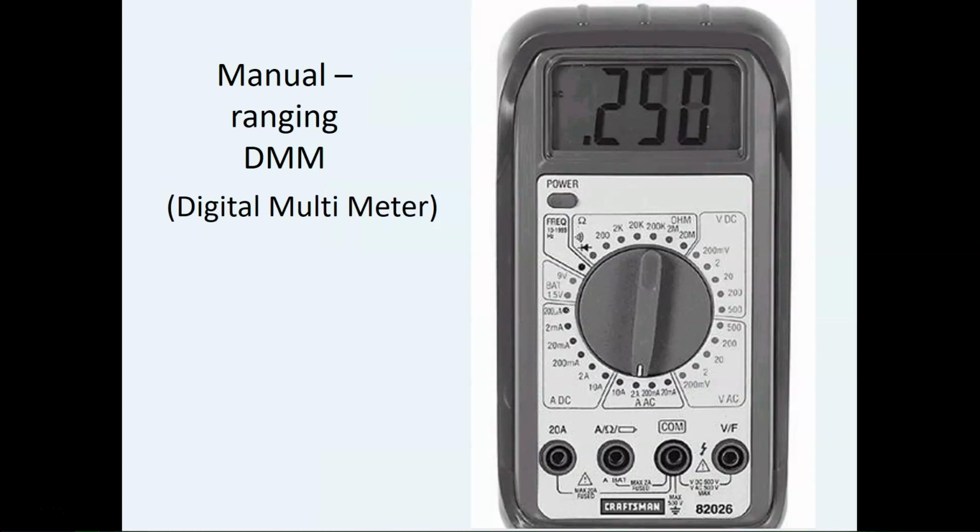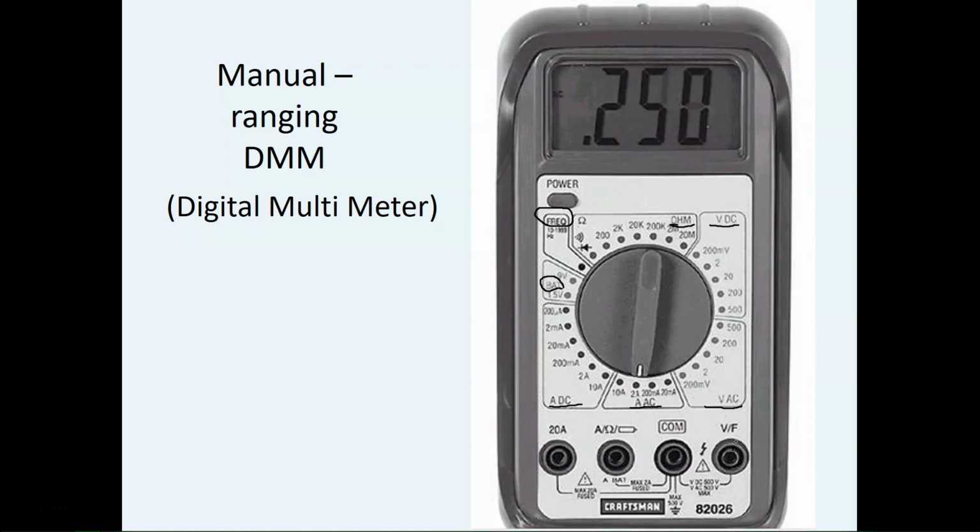This is a manual ranging digital multimeter. So if you look, you've got your resistance in ohms. You have your voltage DC, you have your voltage AC, current AC, current DC. This one's able to check batteries like a 9-volt battery or a 15-volt battery like a car. It's able to look at frequency.